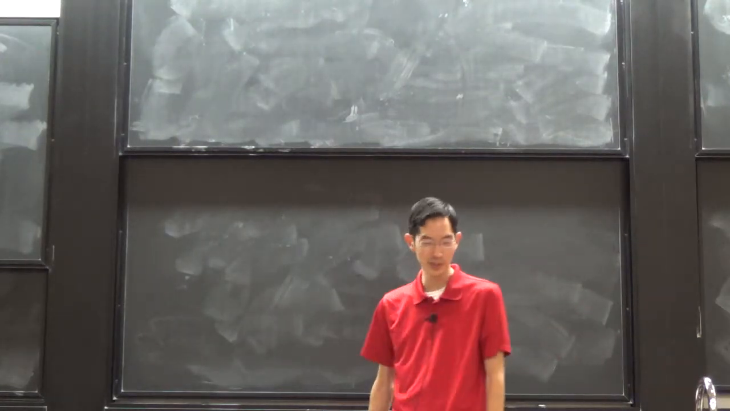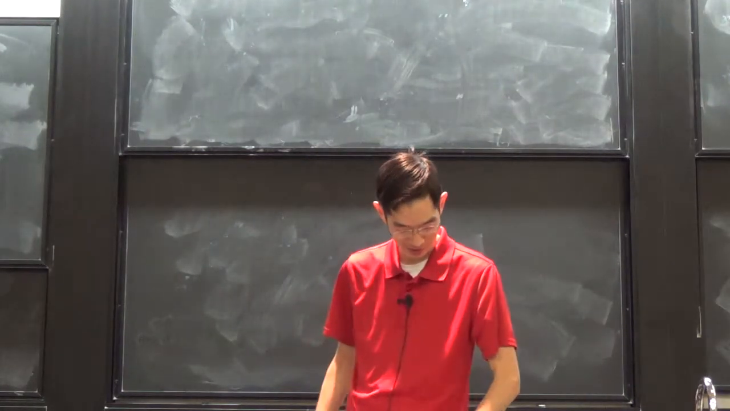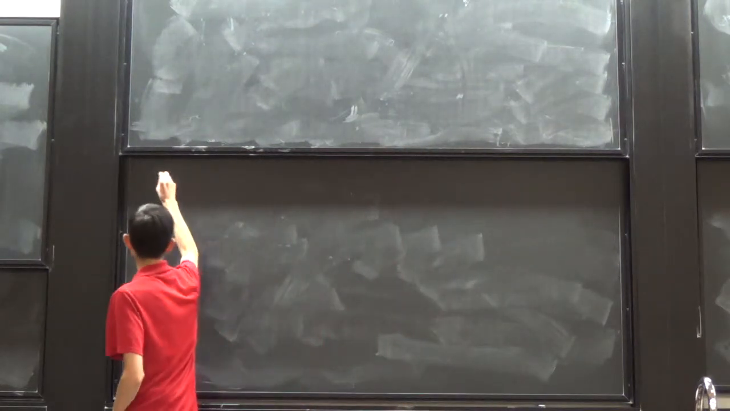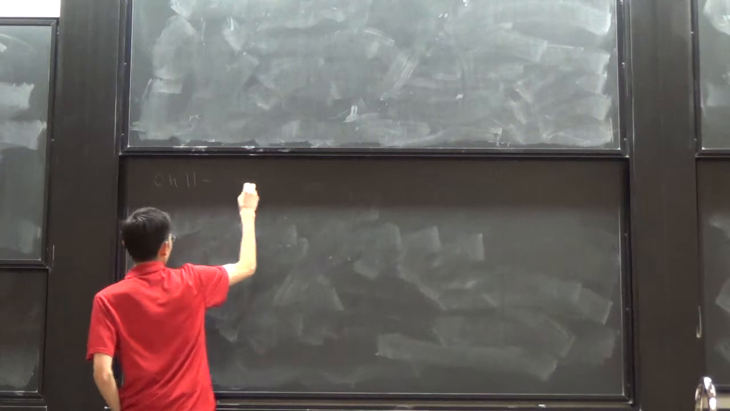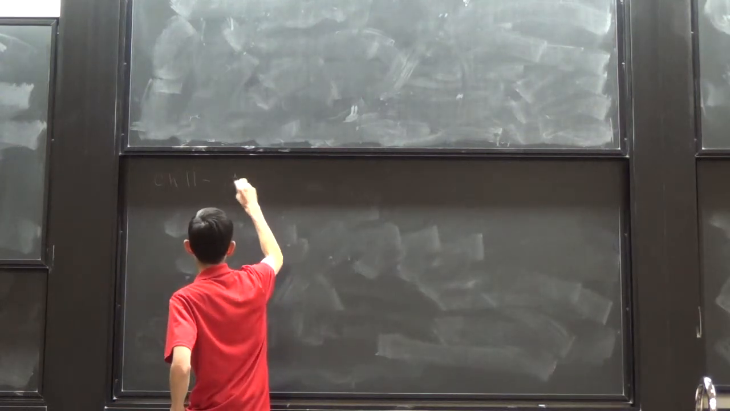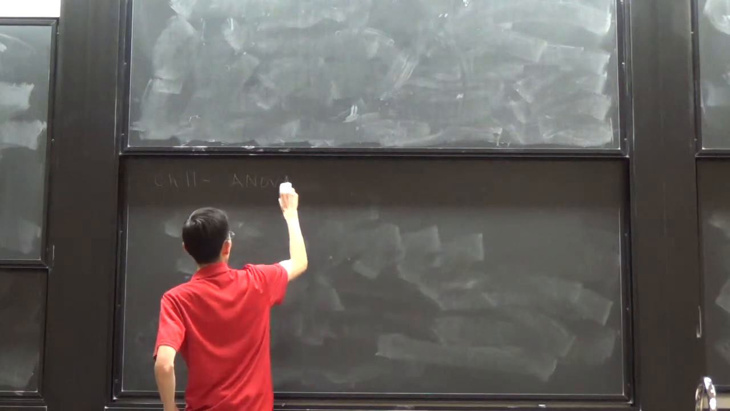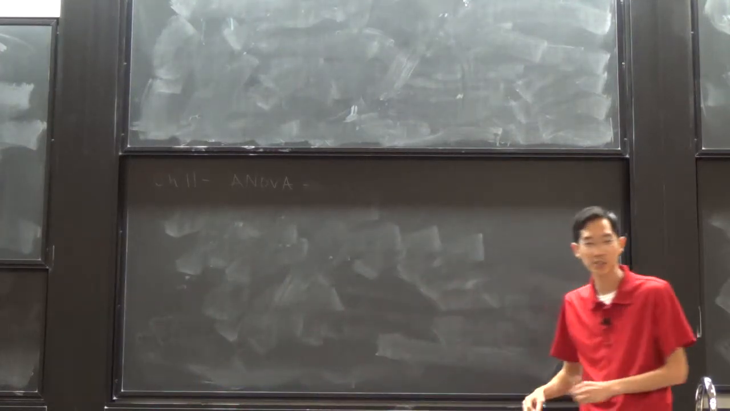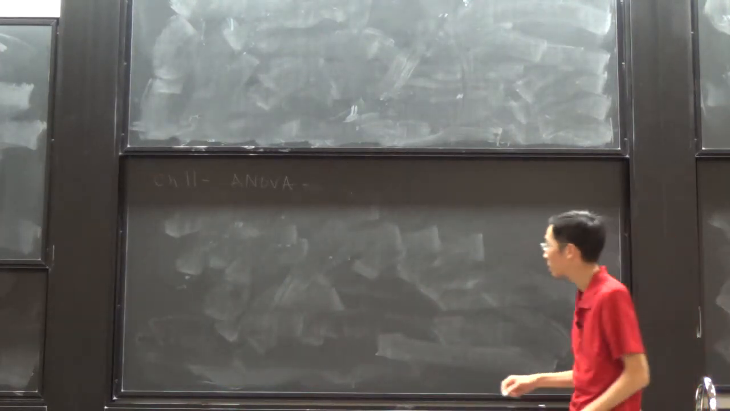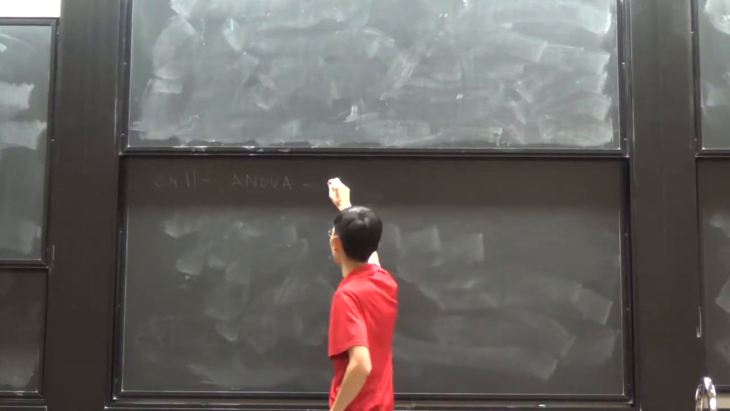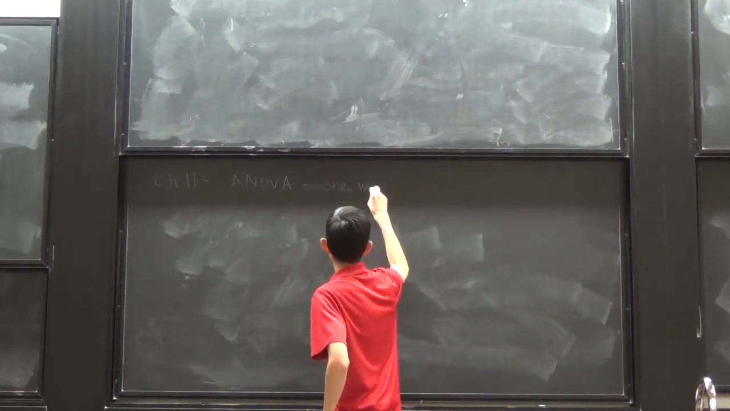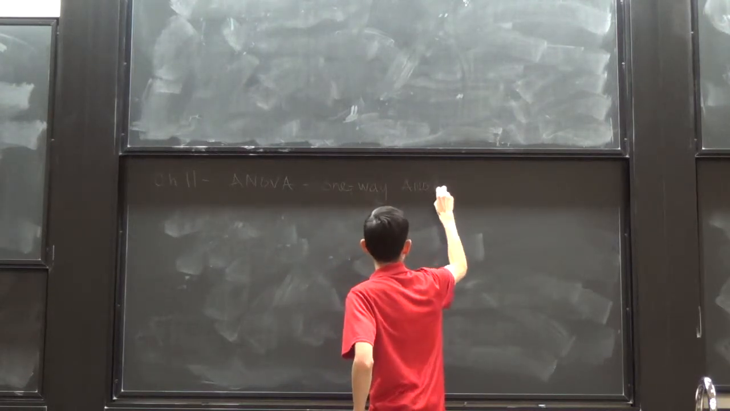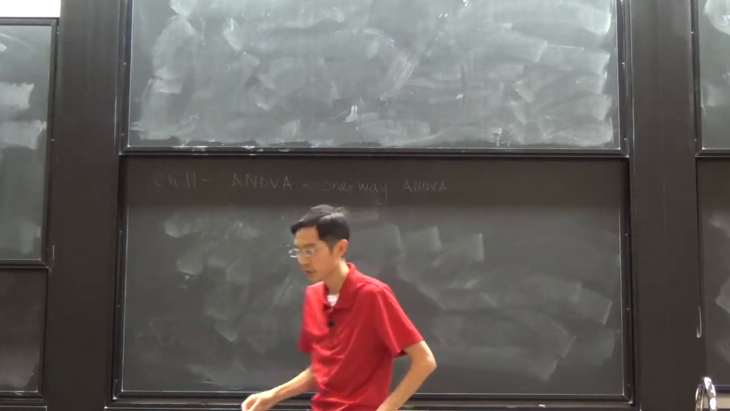All right. So, well, today we will talk about ANOVA. So this is chapter 11, and we're going to learn ANOVA, and we will learn just the simplest form of ANOVA, which is one-way ANOVA.